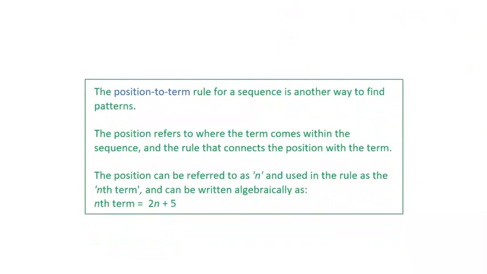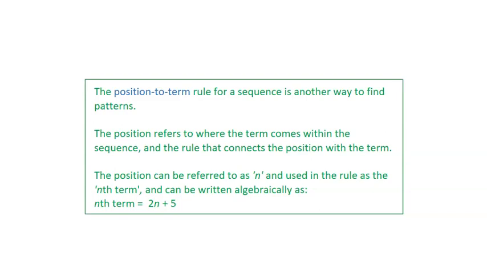Okay, so the position to term rule for a sequence is another way to find patterns. The position refers to where the term comes within the sequence, and the rule then connects the position with the term. The position can be referred to as n and used in the rule as the nth term, and can be written algebraically as the nth term equals 2n plus 5.